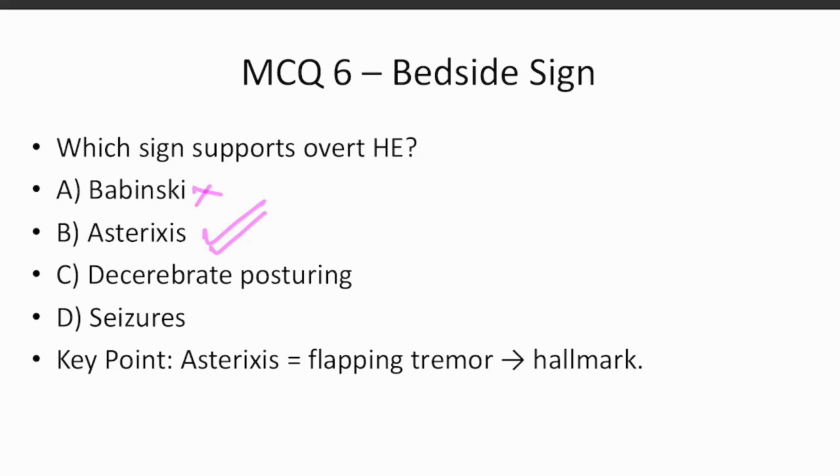Asterixis is otherwise called a liver flap. It can occur in renal failure, and certain drugs can produce it, so it is not a pathognomonic sign of hepatic encephalopathy. Posturing can occur, seizures can occur, decerebrate posturing can occur. But the correct answer for hepatic encephalopathy bedside testing, the hallmark, is clapping tremor.